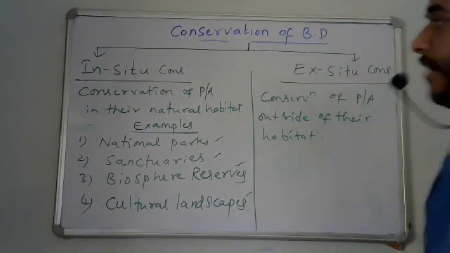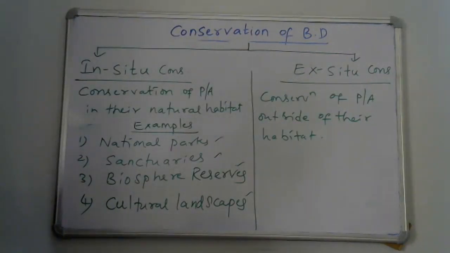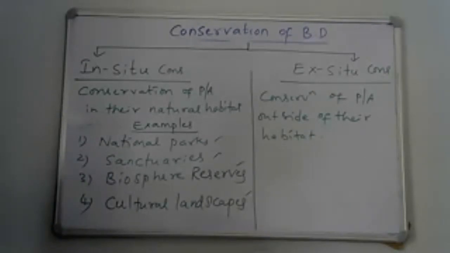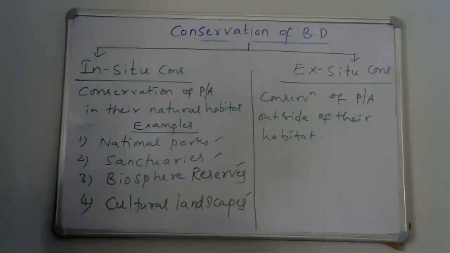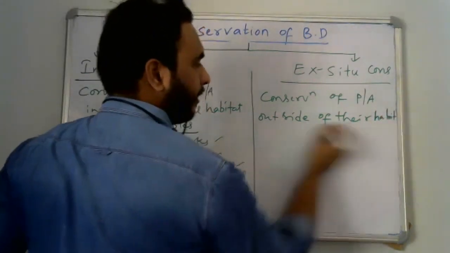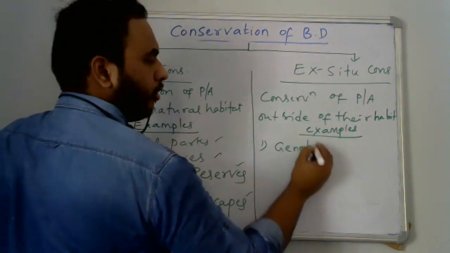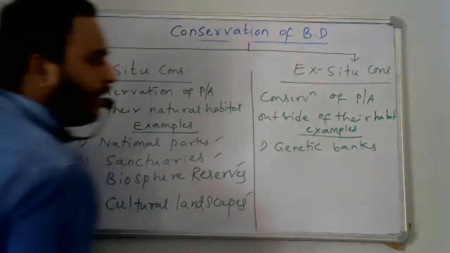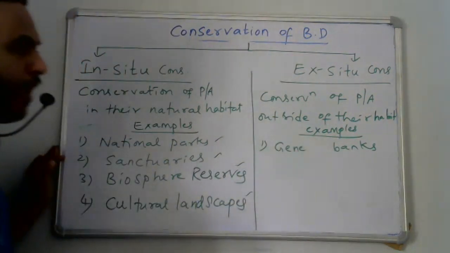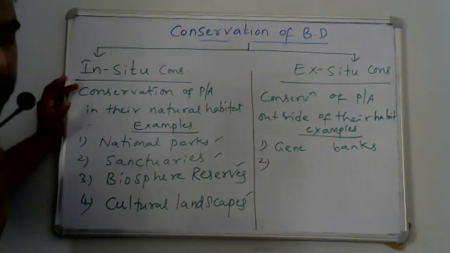And coming to ex situ conservation examples, I'm going to write them now. About each and every type we will discuss in detail further. Ex situ conservation, outside of their habitat. Examples: genetic banks or gene banks, right? Gene banks, zoological parks, and botanical gardens.